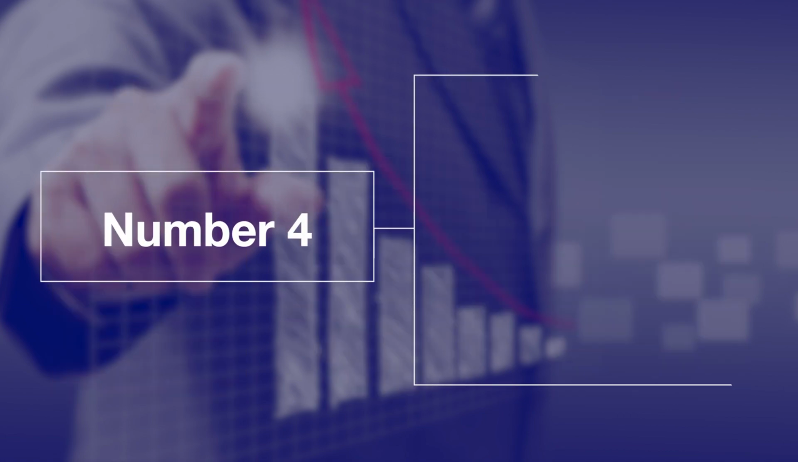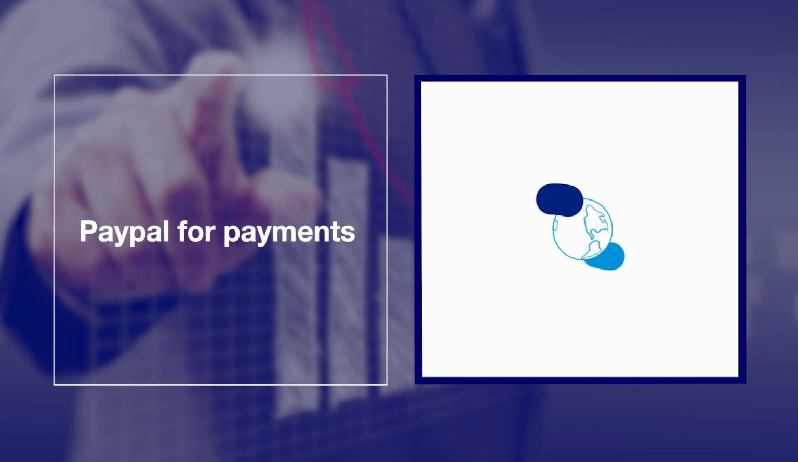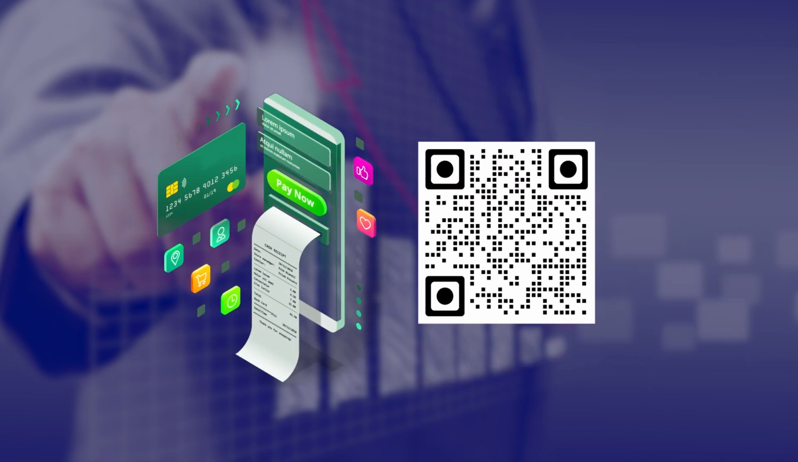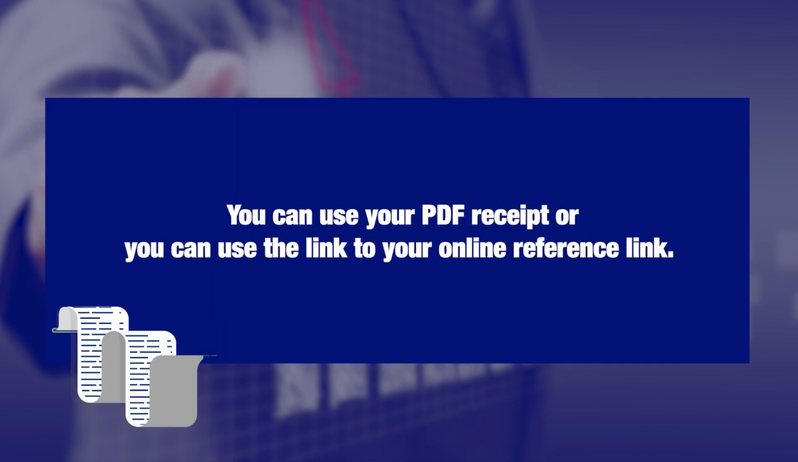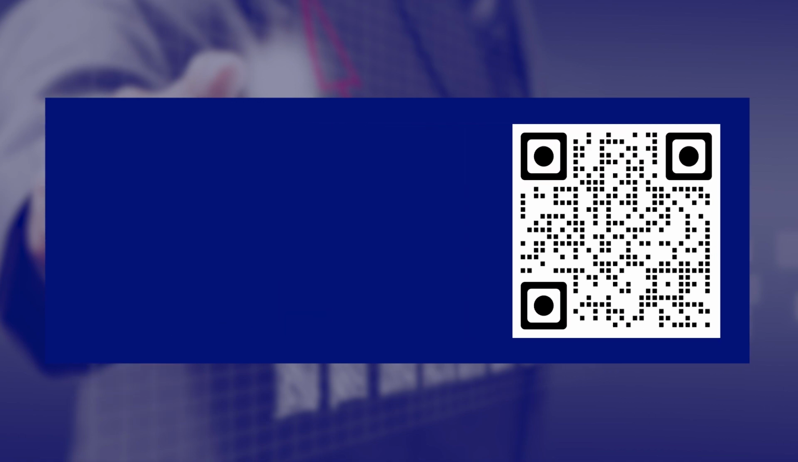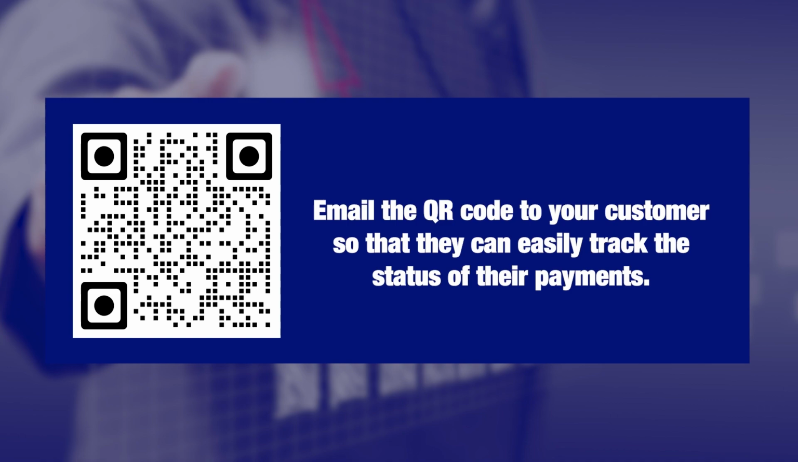Number 4. Payable for payments. If you are taking online payments, you can create QR codes for each successful payment you get. You can use your PDF receipt or you can use the link to your online reference link. Email the QR code to your customer so that they can easily track the status of their payments.